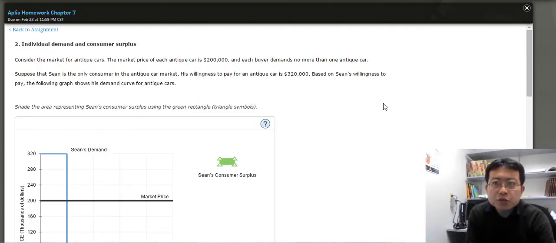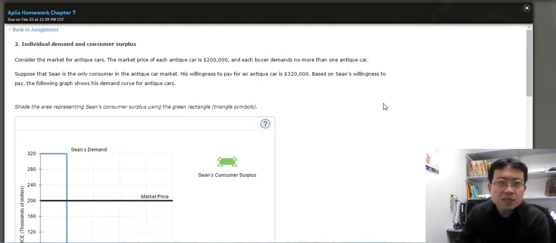Class. In this video, I will show you how to do number 2 on your chapter 7 applicable homework. So chapter 7, we talk about consumer surplus and producer surplus. Do not be scared by all the graphs you see, all the different colors you see on the graph. All they try to show you is the area between the supply-demand curve and the price line. So first, let's do the number 2.